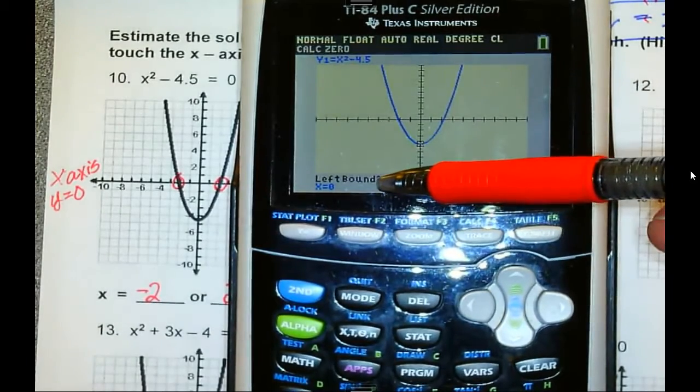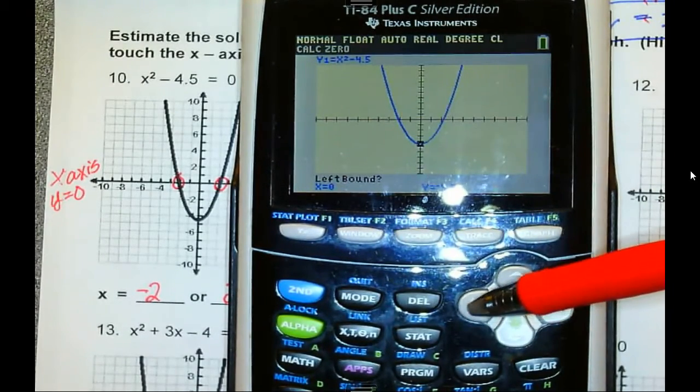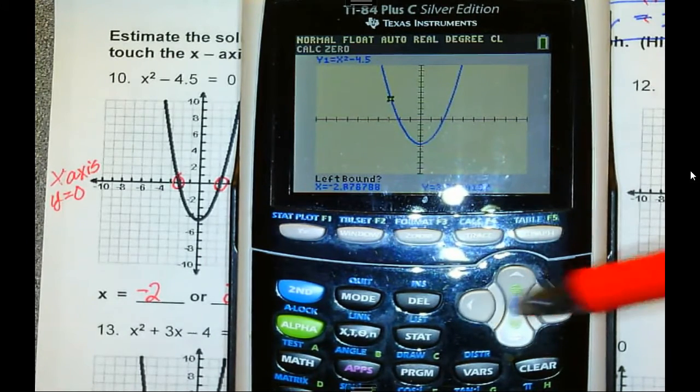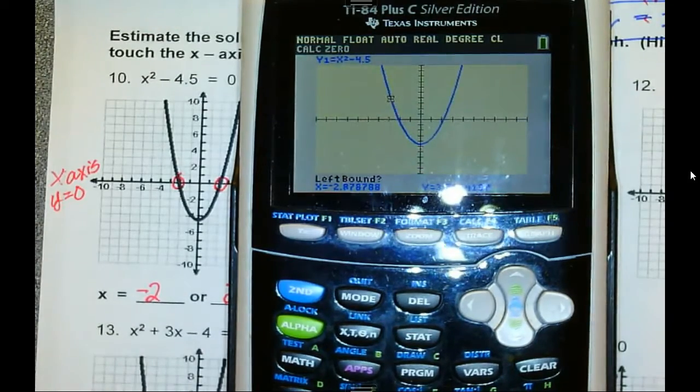Well, it's asking me to get a left bound to this 0. So I'm going to get my cursor. I've got to go to the left, to the left of that point. Well, I'm to the left of that point. I'm going to hit enter.